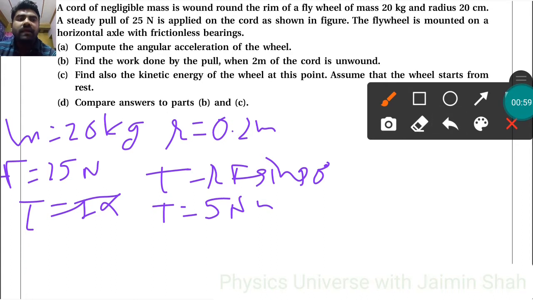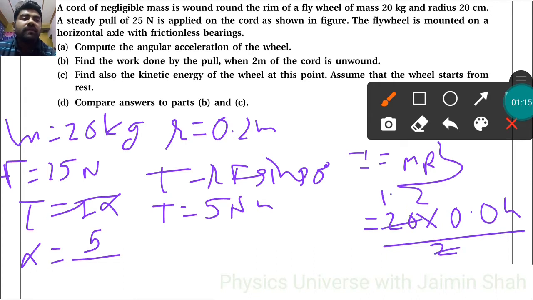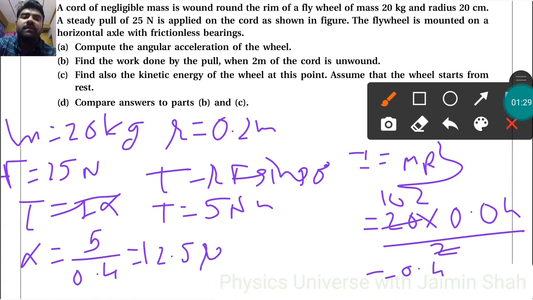So we need to find alpha. Alpha is equal to tau 5 upon I. Now we don't know I. I is equal to m r square by 2. So m is 20 into r square, 0.2 into 0.2, 0.04, upon 2, right? So that is 10 into 0.04 by 2, so 0.4. So here it will be 0.4. So 5 upon 0.4, that will be 12.5. So 12.5 radian per second square is the unit, that is our alpha.